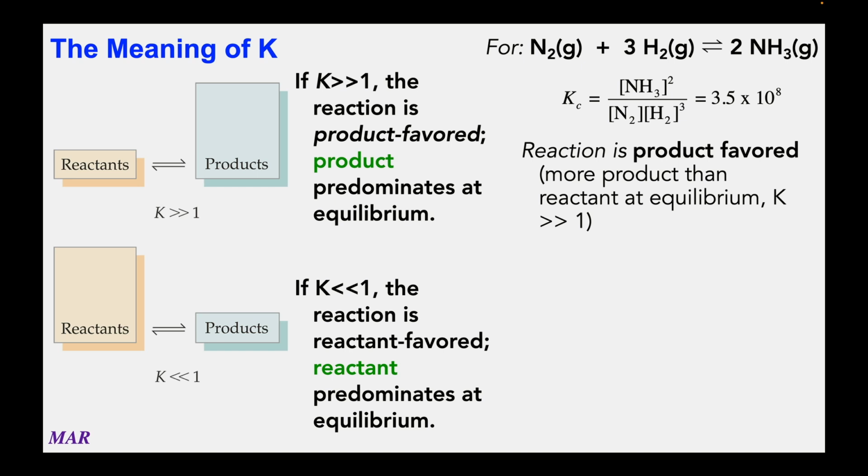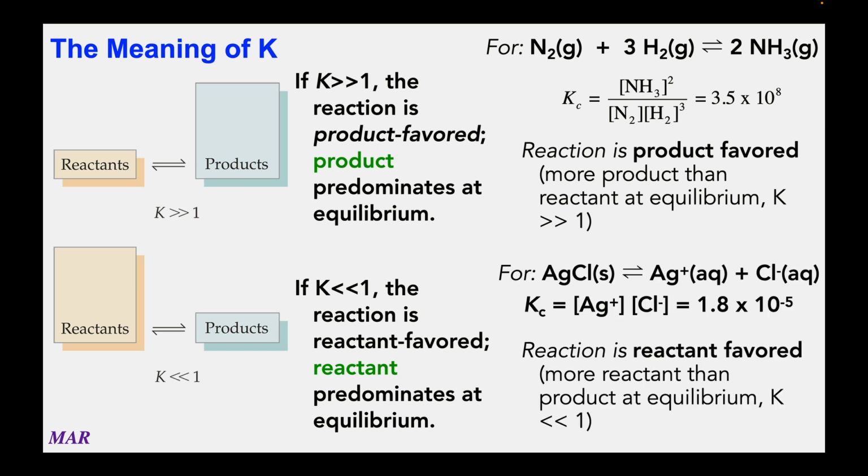This is an example of a reaction which is very product favored. That K is much, much, much greater than 1. This is how they make ammonia. And it's very product favored, and we know that as chemists because your K, 3.5 times 10 to the 8th, is just huge. So numbers greater than 1 mean product favored. When that equilibrium hits, you're going to have more ammonia, NH3, than you'll have nitrogen and hydrogen.